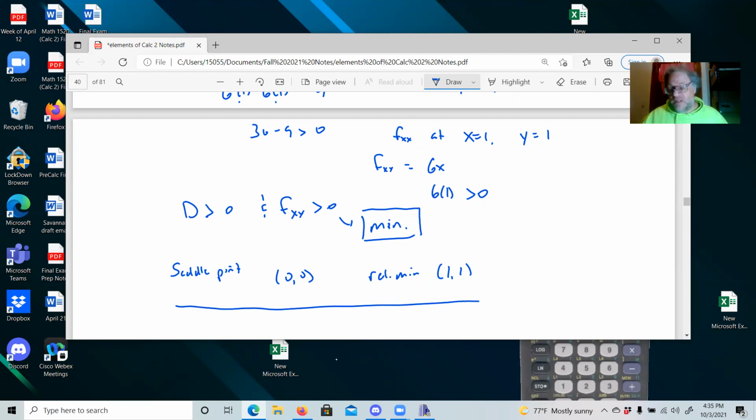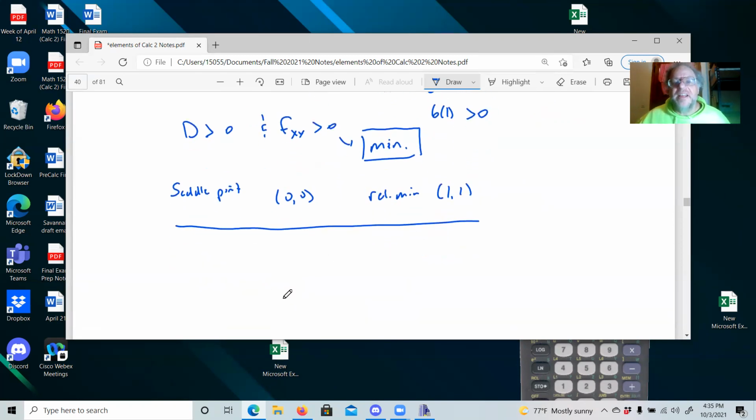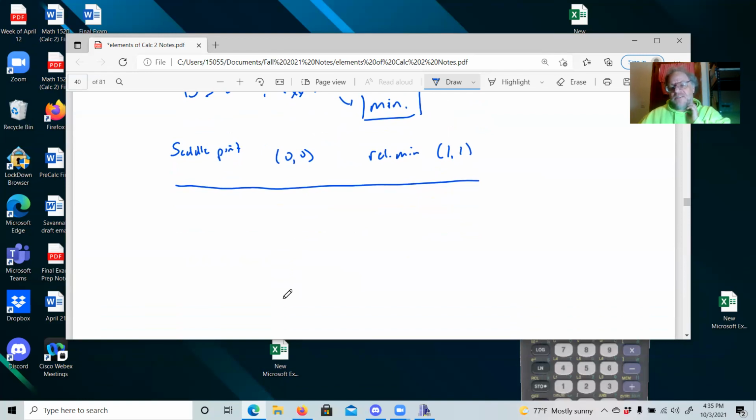Can I draw it? No, I can't draw it. I could give it a shot, but it would look terrible. So we're not going to draw it. There's 3D graphing software. Knock yourself out, but we're not going to try to draw it. Okay, so that is our third one.